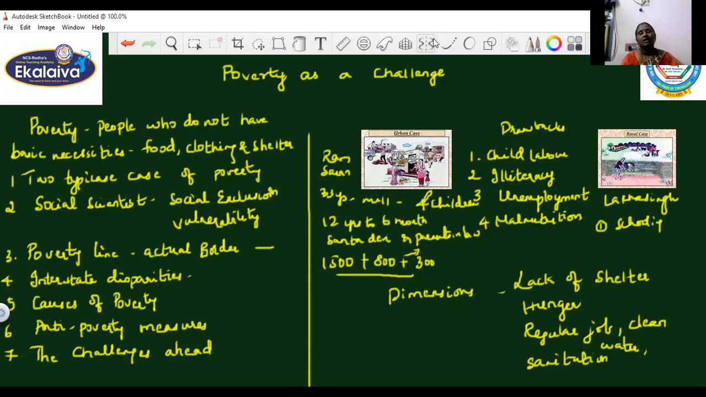So, on the whole, with this brief description, I think I've made it clear what poverty actually is and what we are going to study in this chapter, along with the two typical cases of poverty, children. Shall we have a quick recap with the PowerPoint? Yes.